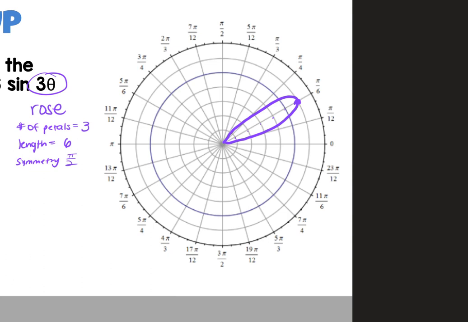Now where do we think the other one goes if it's got symmetry to the pi over 2? Opposite, over the y-axis, which would be where? 5 pi over 6. So I have another petal here. Oh, it's a rose with 3 petals. I thought it was the infinity sign. Where could I put a third petal so that it would still be symmetric to the pi over 2 line? At 3 pi over 2.